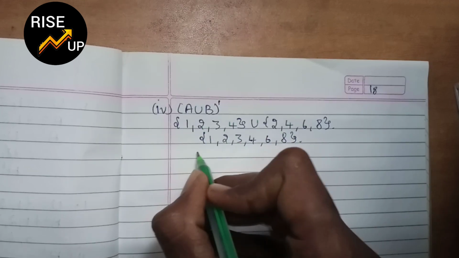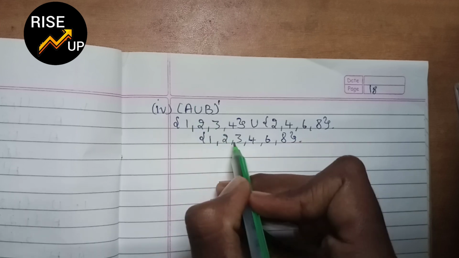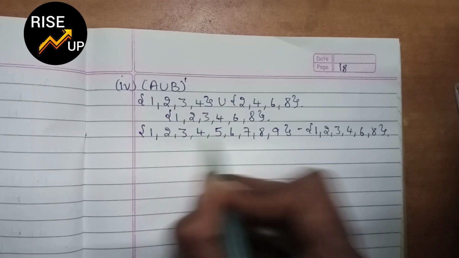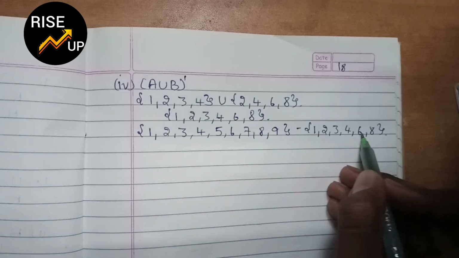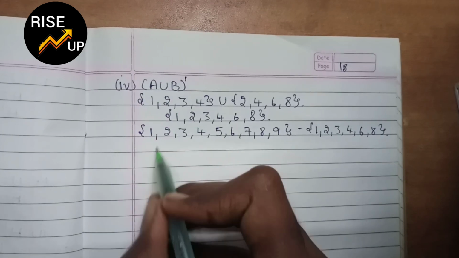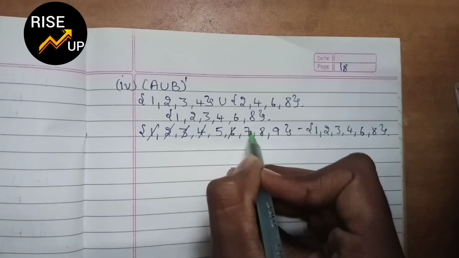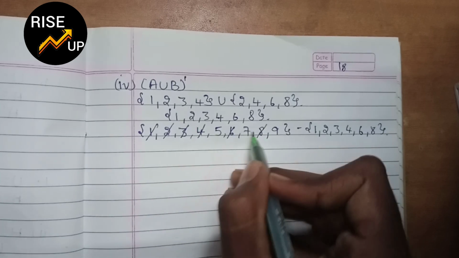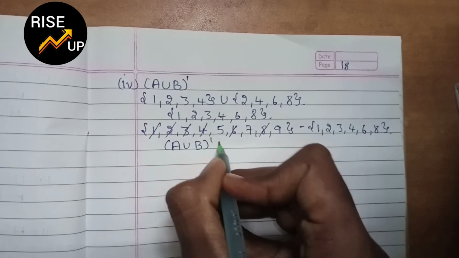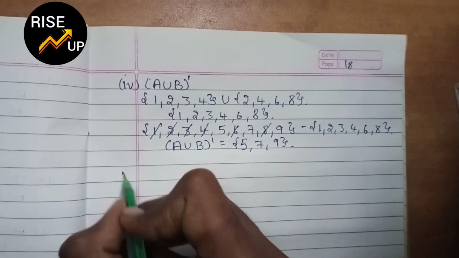Do the complement. How will we do it? Universal set minus the elements of the union which you have obtained here. These are the elements of the universal set and these are the elements obtained by the union of set A and set B. Now cancel out 1, 2, 3, 4, 6 and 8. What are the elements remaining? 5, 7, 9. That is your answer for (A union B) whole complement: 5, 7, 9. We'll move to the fifth sub question.